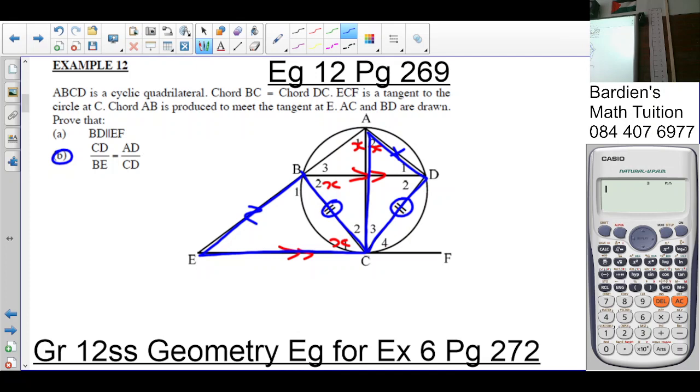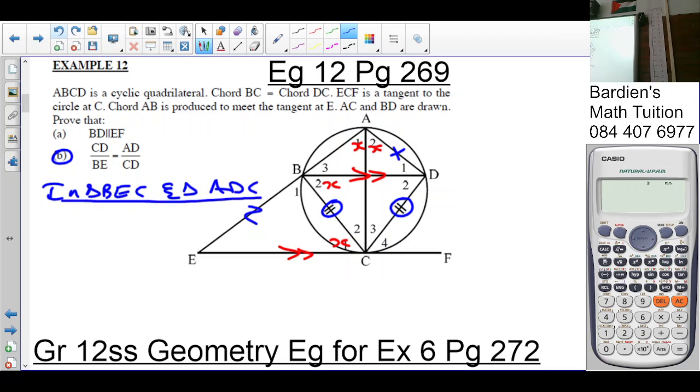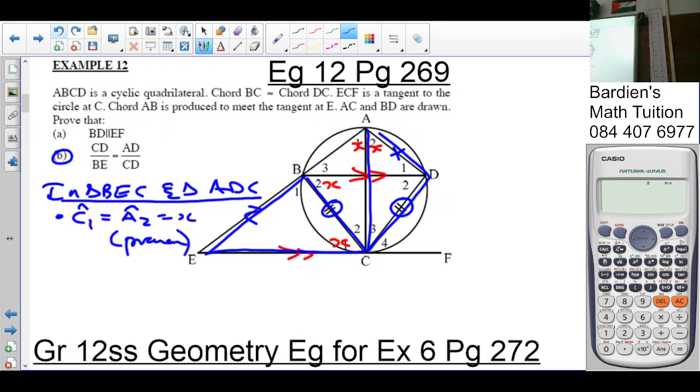So I'm going to start off by saying, in triangle BEC and triangle ADC, right, so what can we say of those two triangles? I should have left it highlighted, it would have been easier. We're going to prove similarity, and the two triangles are similar, not so? So what can we say? We say that angle C1 is equal to angle A2, which is x, proven. So it was proven above already.